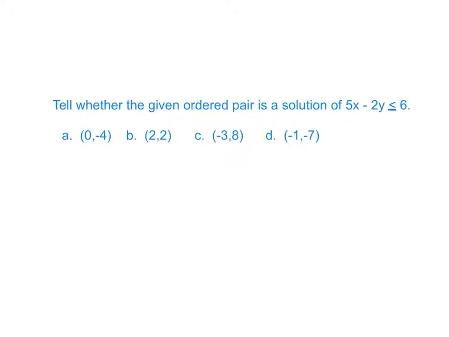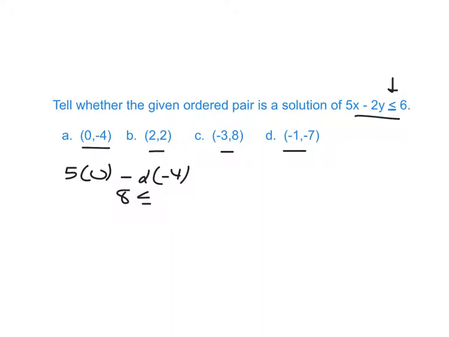First thing we got to know is whether points work, because that's going to be part of our process here. We got to figure out whether any of these 4 points is a solution to this. Now, a solution means it's less than 6 when we plug it in. So if I plug in A, it would be 5 times 0 minus 2 times negative 4. And if I work that out, that would just be 8. Now, is 8 less than or equal to 6? No, it's not. So that's not a solution.